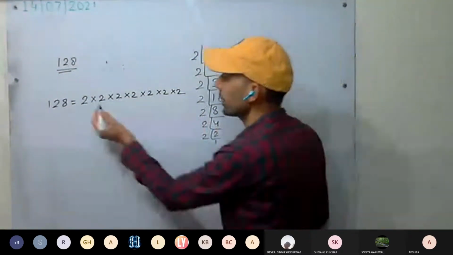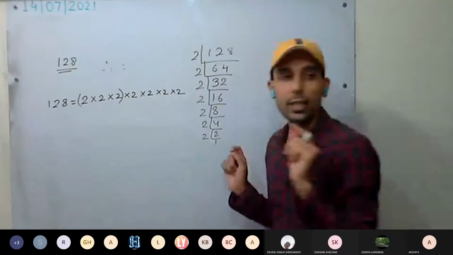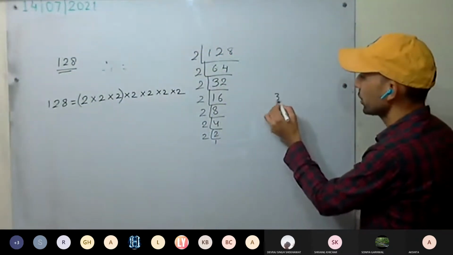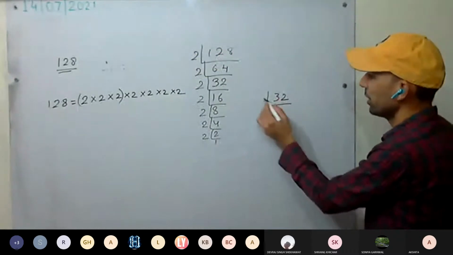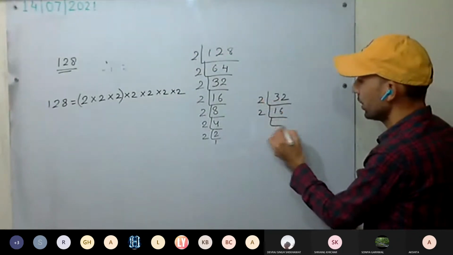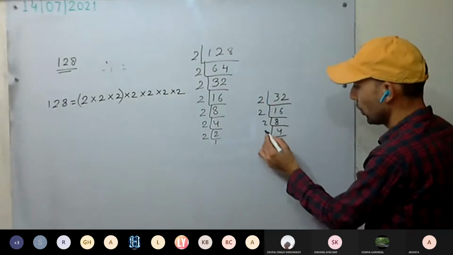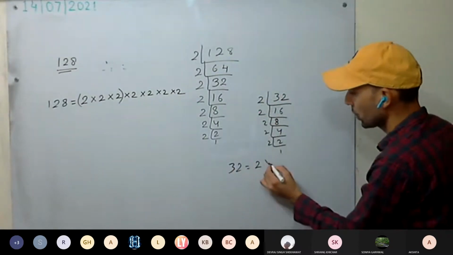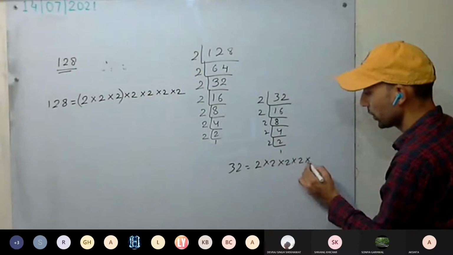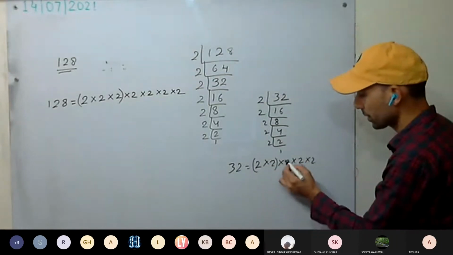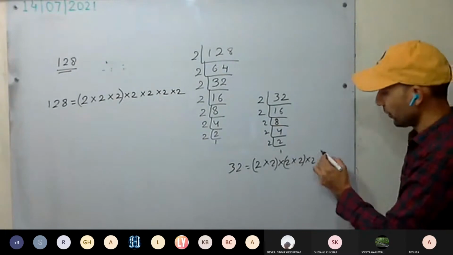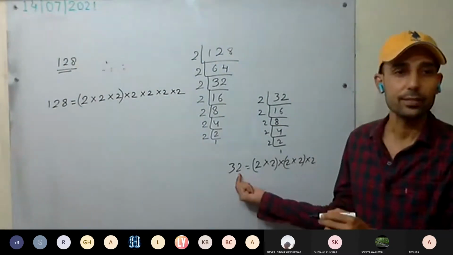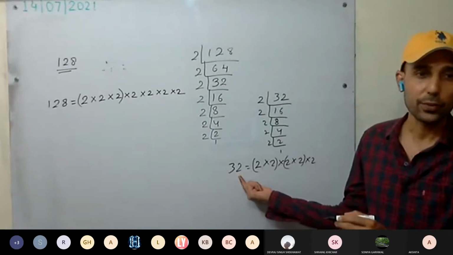A perfect cube means we can form triplets. In square, what did we do? For example, it is given 32. To check whether it's a perfect square, how did we do it? 2, 16, 2, 8, 4, 2, 2, 2, 1. So 32 equals 2 into 2 into 2 into 2 into 2. Then we form the pairs. If there is a single one left, it means it's not a perfect square.